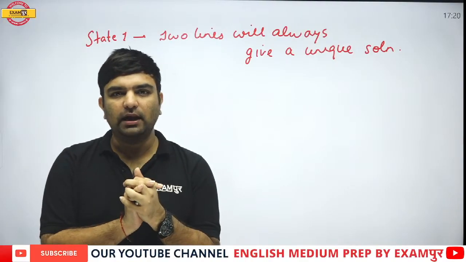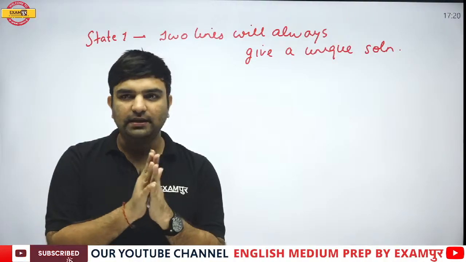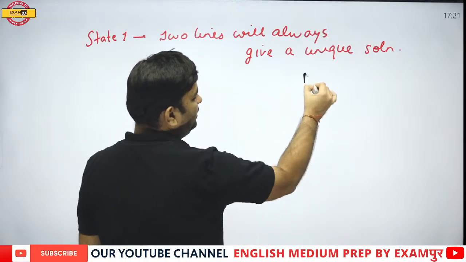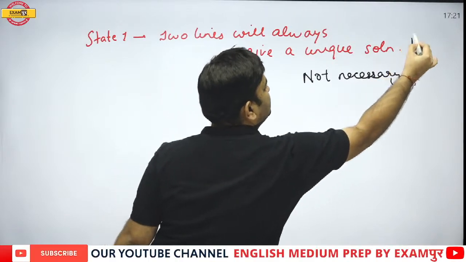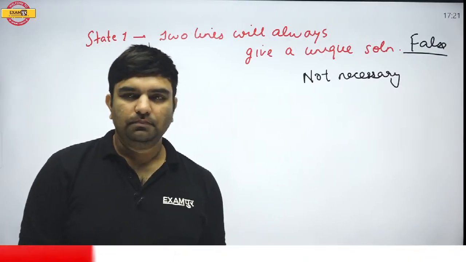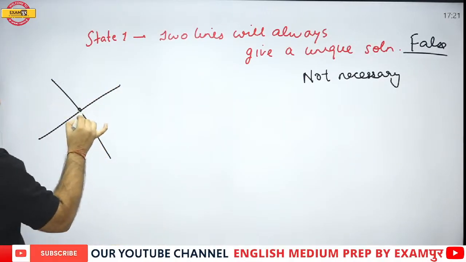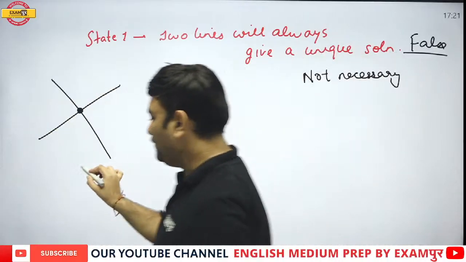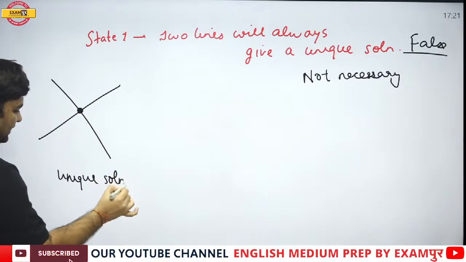Unique solution means a single point of intersection. Not necessary. False. Because three possibilities are there. Either they can intersect at a point, which is the case of a unique solution, intersecting at a point, very good.